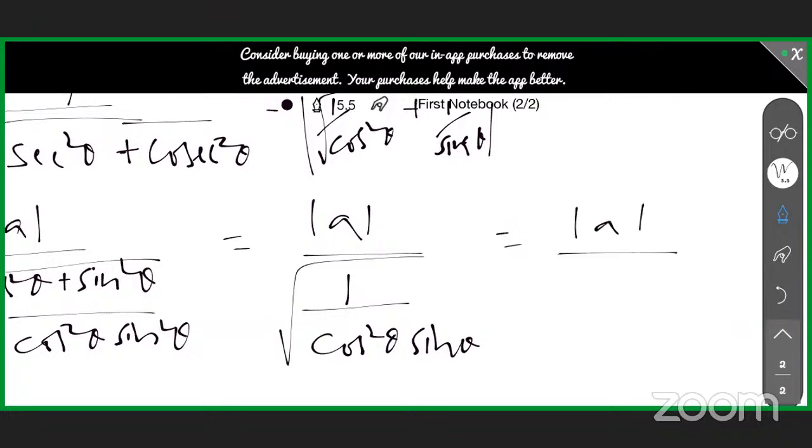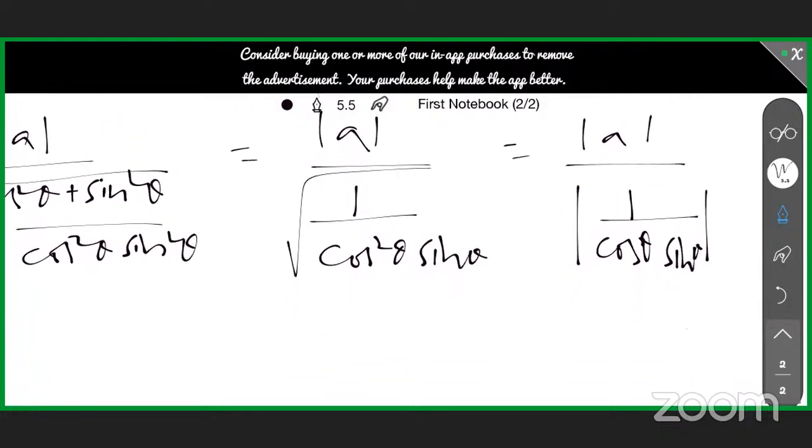So you'll get plus or minus, yes or no? Yes, sir. So for the plus or minus, I'll take mod, correct? So I'll take mod here because of 1 by cos theta sin theta. Do you know why I took mod? Because when you remove the square root, you are getting plus or minus, correct? For that reason, I'm taking mod.